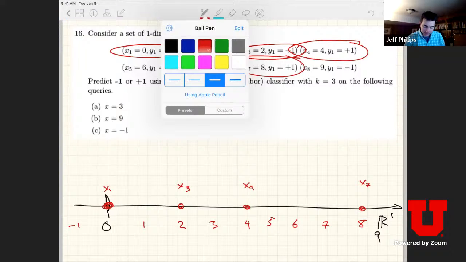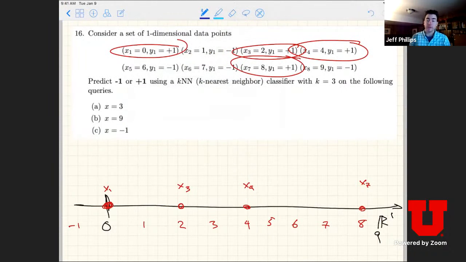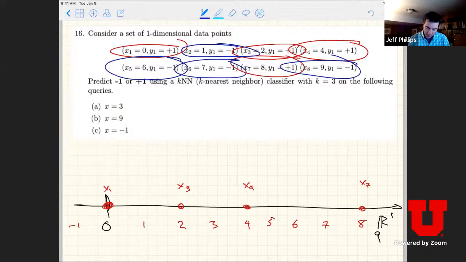Okay. Now let's draw the negative points. Okay, so x2 is at 1. X5 is at 6. X6 is at 7. And X8 is going to be at 9.